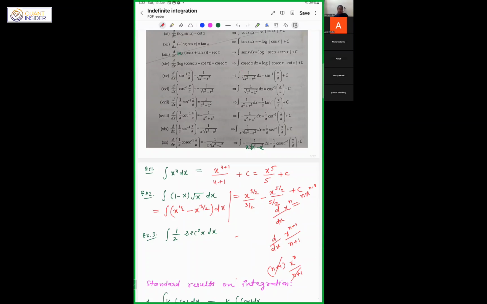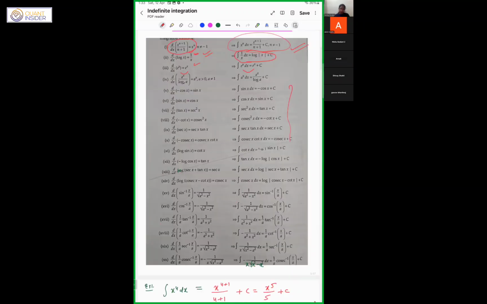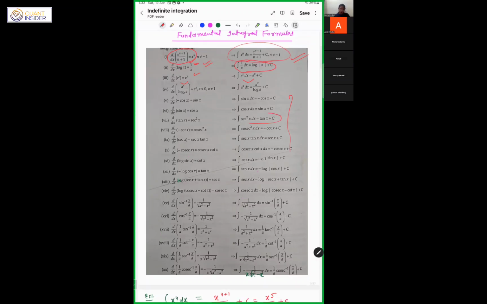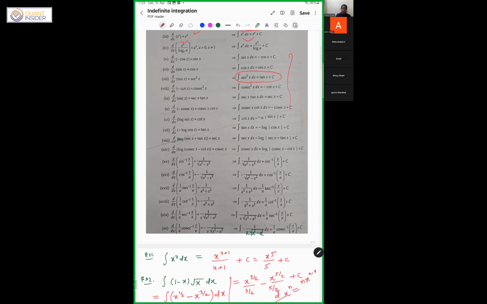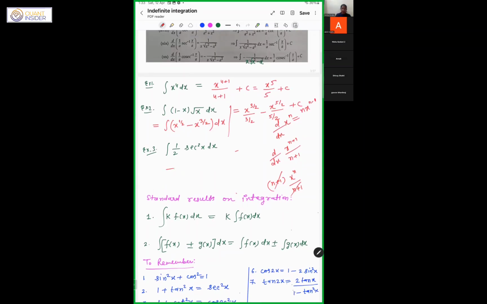Then the next one is half sec square x. You can see that integration of sec square x is what? It is tan x plus c. So directly you can apply the formula, and 1 by 2 will be as it is. Integration of sec square x is tan x plus c. Or you can write directly like this, no need to put a bracket. Integration of sec square x is tan x plus c. It is fine.